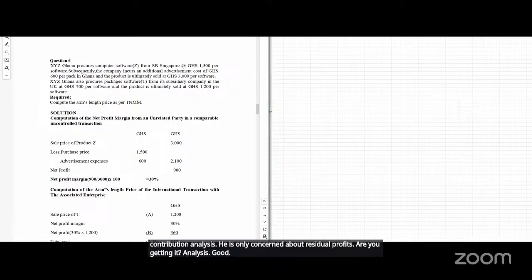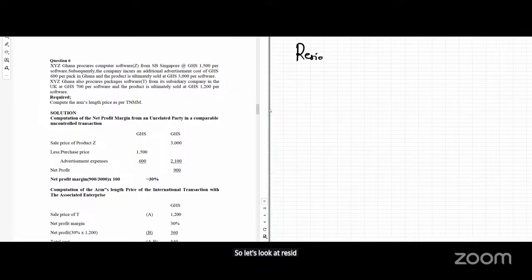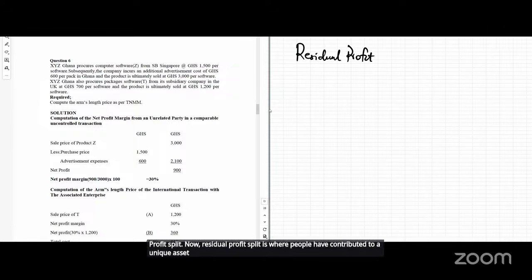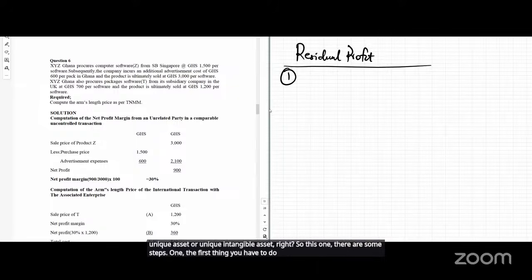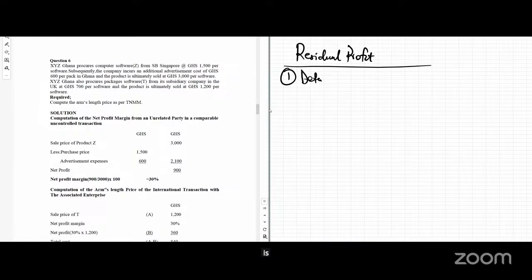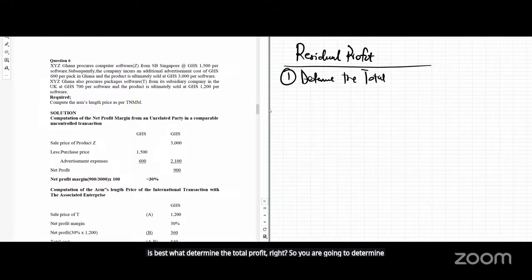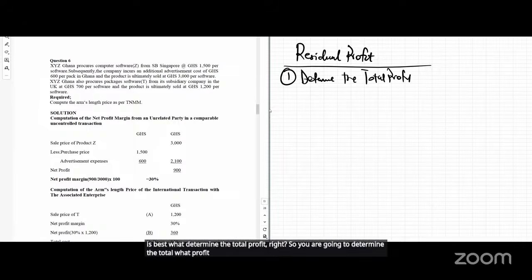So let's look at residual profit split. Residual profit split is where people have contributed to a unique asset or a unique intangible asset. There are some steps. The first thing you have to do is determine the total profit. The total profit will be adding their total profit on their financial statements, A plus B profit.